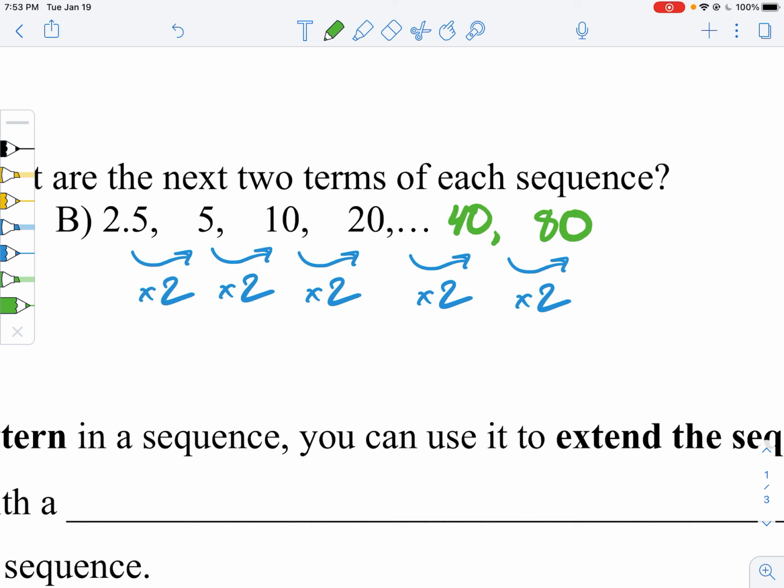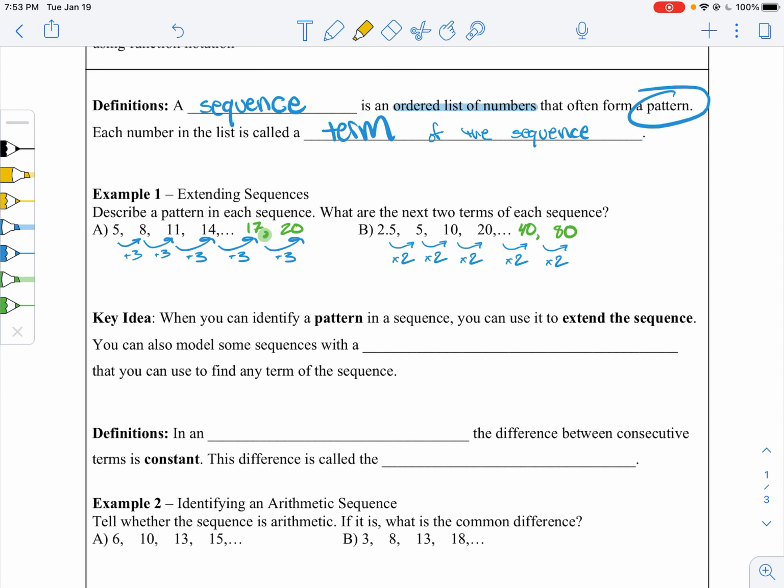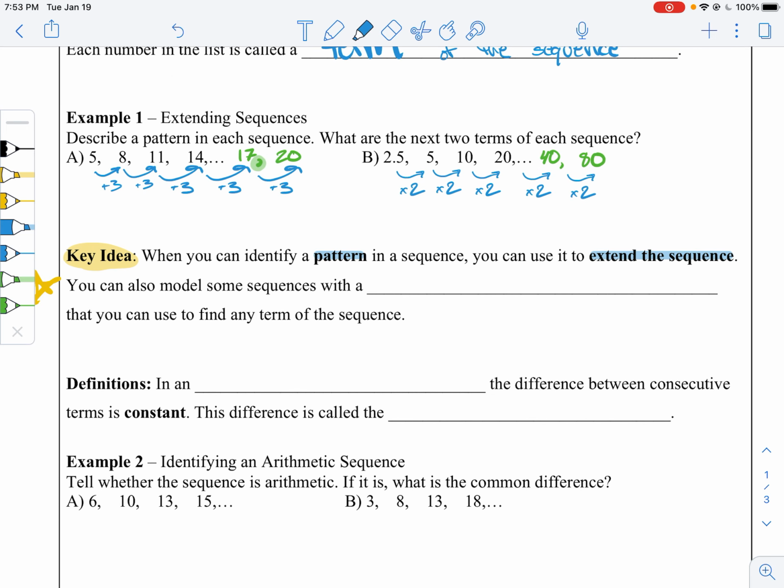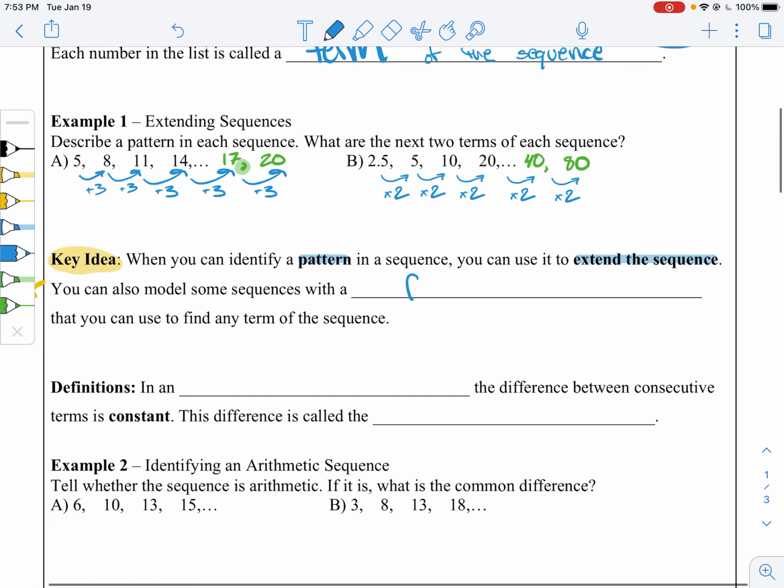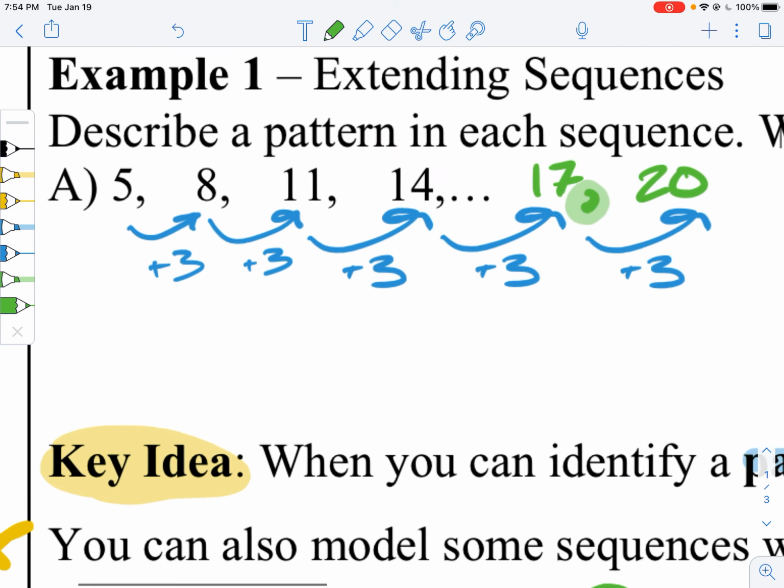So that was super. Your most important key idea of the day is this right here: once you know the pattern in a sequence, you can extend the sequence. That is, you can add on to it. You can find some more terms. Sometimes you can model a sequence with a function rule. So that's fun. That you can use to find any term of the sequence. So you don't need to write out the whole list.